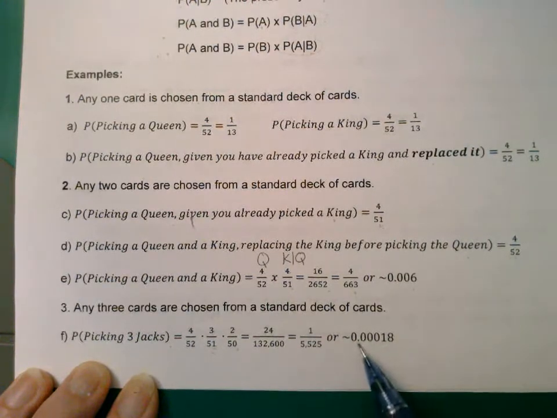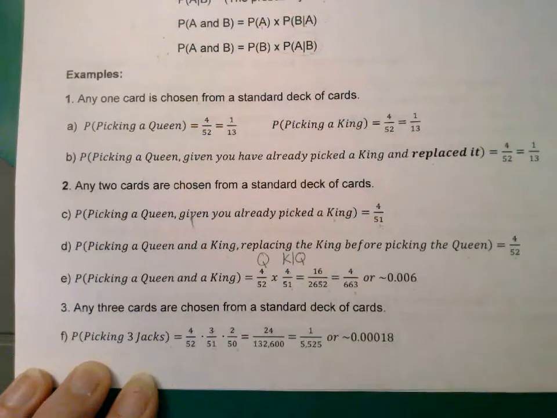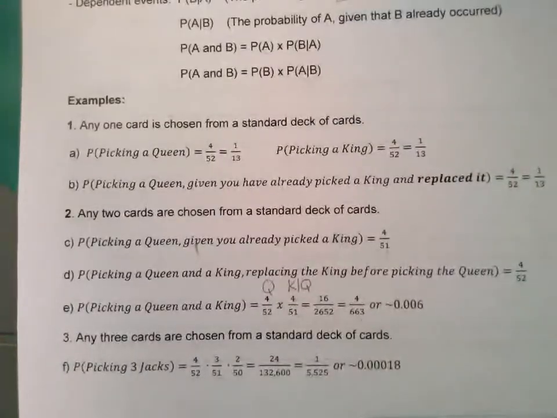Depending on how this is asked, they may ask you to round it to 4 decimal places. So this would be 0.0002. If they want it rounded to a percentage, it's 0%. So just be careful how you're putting that in.